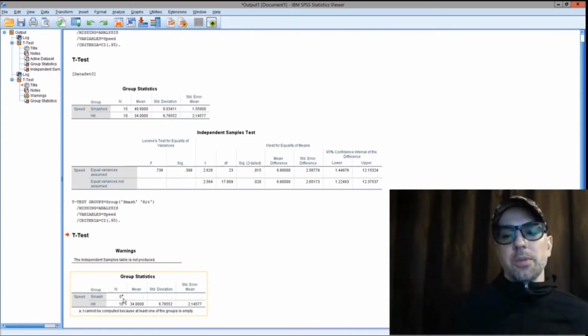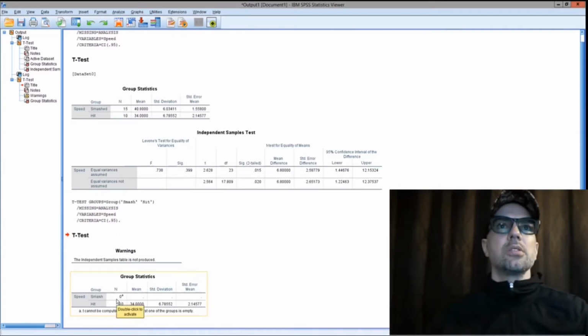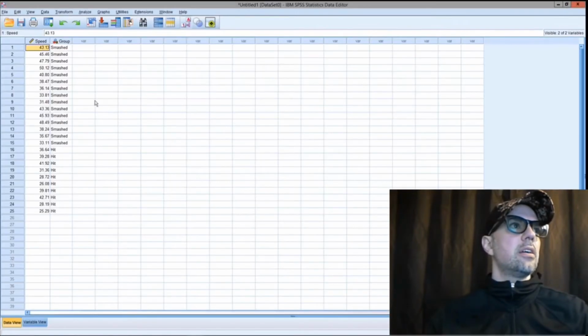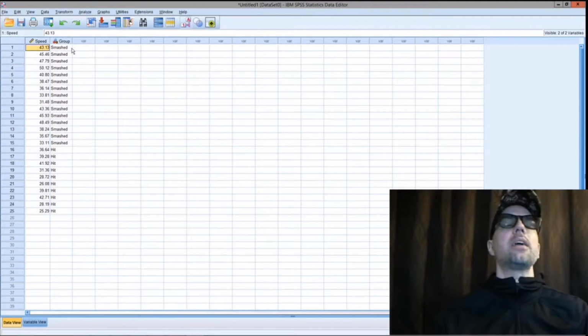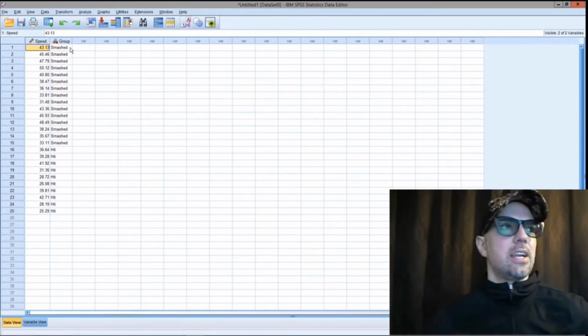This one's a little bit easier because I intentionally made this mistake to show you. But you can also get clues from this group statistics. It's telling you there's nobody in the smash group. So you would go back to SPSS, back to the data editor, and you would take a look at the names of your groups, and you would realize, oh, I called it smashed. I didn't call it smash. Of course, SPSS couldn't find anything.